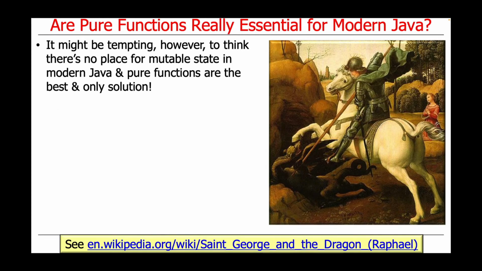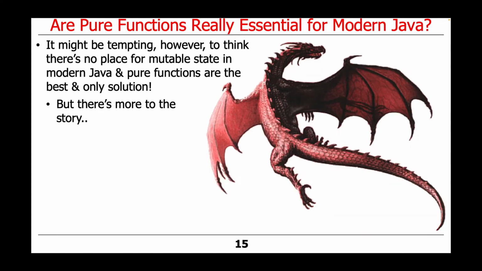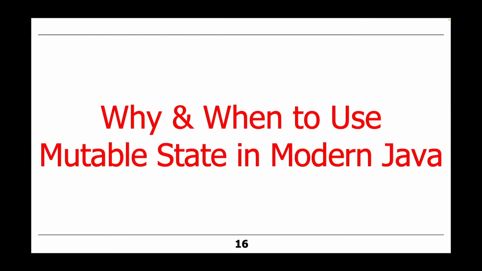However, based on all the hype of functional programming and pure functions, it might be tempting to think that there's no place for mutable state in modern Java and that pure functions are the best and only solution to slay the dragons of complexity. But the key point I want to get across here is there's more to the story, as we'll soon see. To better understand why pure functions aren't the panacea they may appear at first glance, we're going to explore why and when to use mutable state in modern Java.